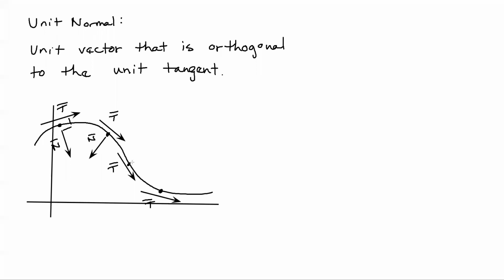And here and here. All right, so that is the unit normal. So if the unit tangent points the direction that the curve is heading, then the unit normal points into the curve. All right, and that's the piece that I'm going to add here. It points into the curve.